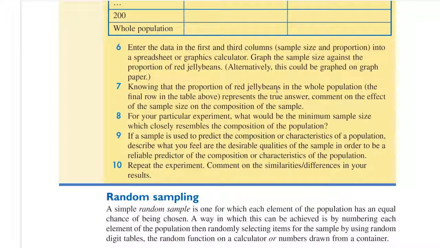Now for your experiment, you would have to consider what is the minimum sample size which closely resembles the composition of the population. Now if the sample is used to predict the composition or characteristics of a population, describe what you feel are the desirable qualities of the sample in order to be a reliable predictor of the composition or the characteristics of the population. Now, you're going to repeat this experiment. That is, each person in your group is going to have a turn at a different colour. And so, remember, to be reliable, it's always good to repeat something 3 times.